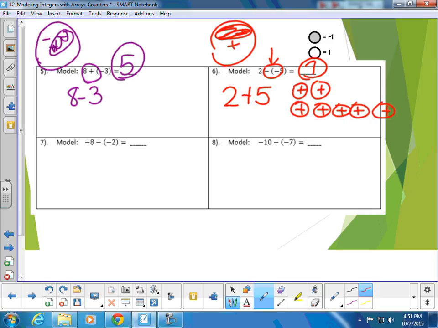Okay, let's try number 7, and then I'm going to let you guys try number 8 by yourself. So I have double signs. Let's eliminate those double signs. Integer Bob says if I have 2 negatives, it becomes a positive. I'm going to rewrite it as negative 8 plus 2.